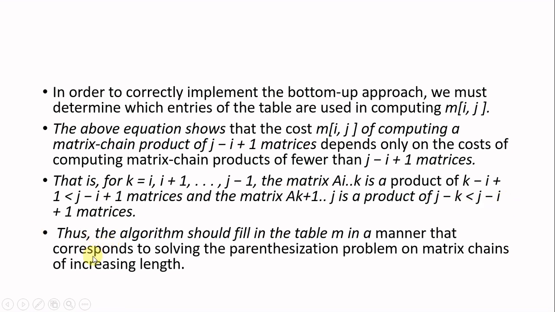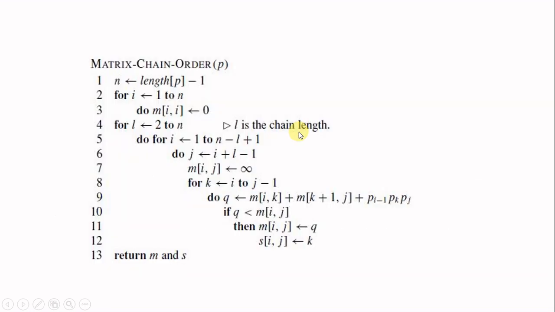Thus the algorithm should fill in the table m in a manner that corresponds to solving the parenthesization problem on matrix chains of increasing length. We are choosing increasing lengths of chains. Thereby we ensure that this is a bottom-up approach, because we compute the costs of chains of lower lengths, then we increase the length and compute the next ones, and that's why it is a bottom-up approach. Then Matrix-Chain-Order(p). So p is your sequence, that is the input.